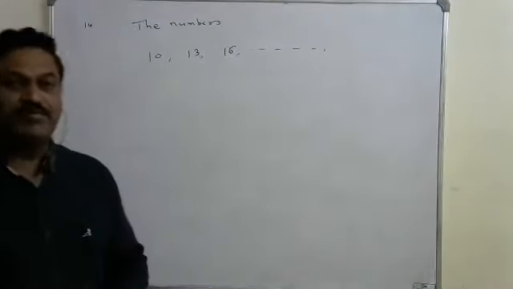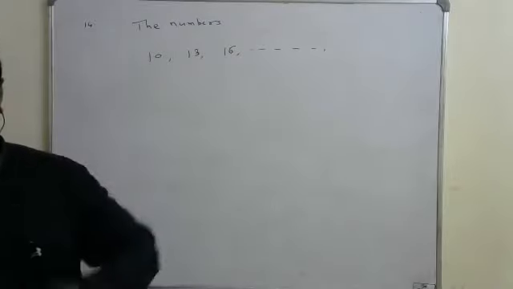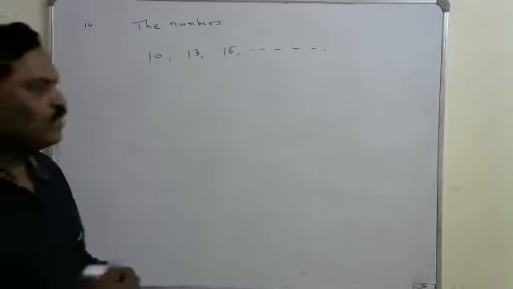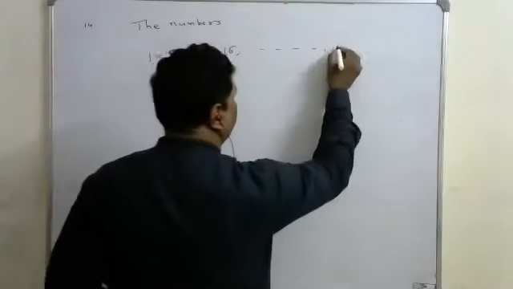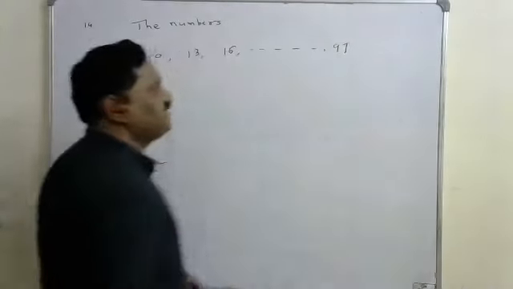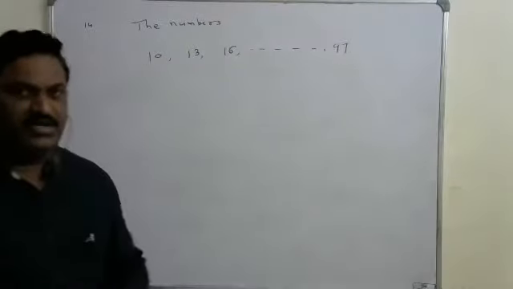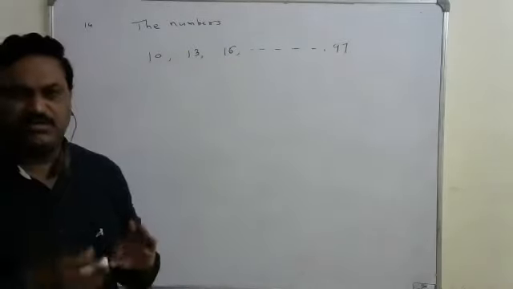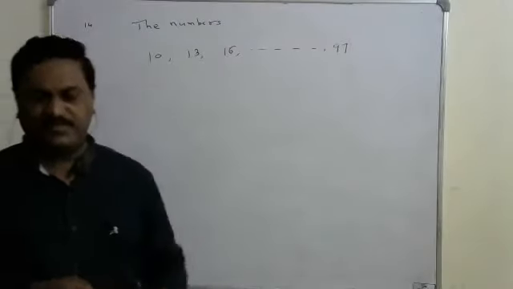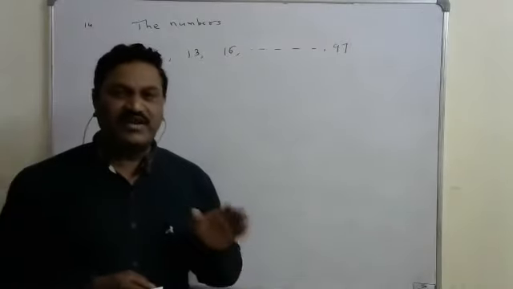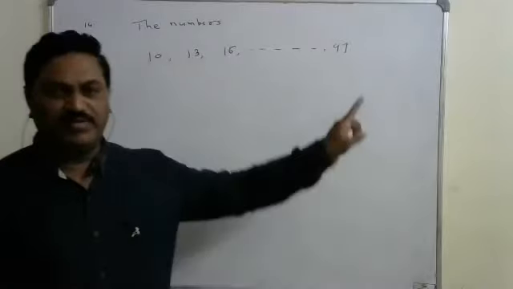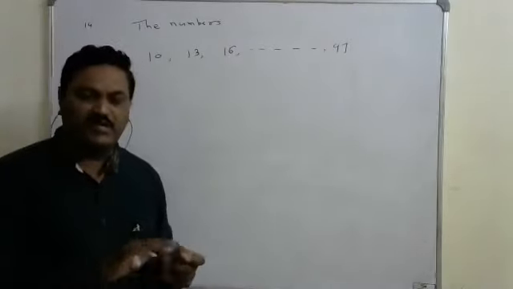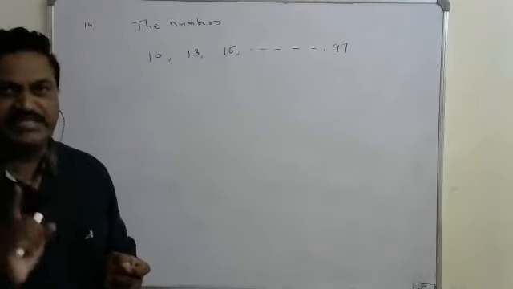97. Divided by 3, 96 is divisible, that is 32 times. 32 threes are 96, plus 1 will be 97. So the last 2-digit number which leaves the remainder 1 when divided by 3 is 97.